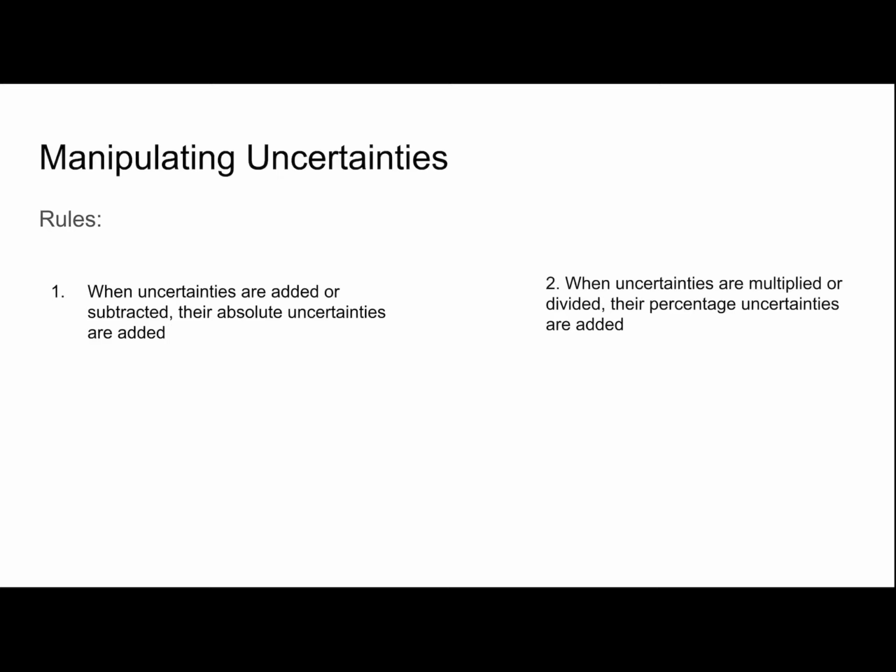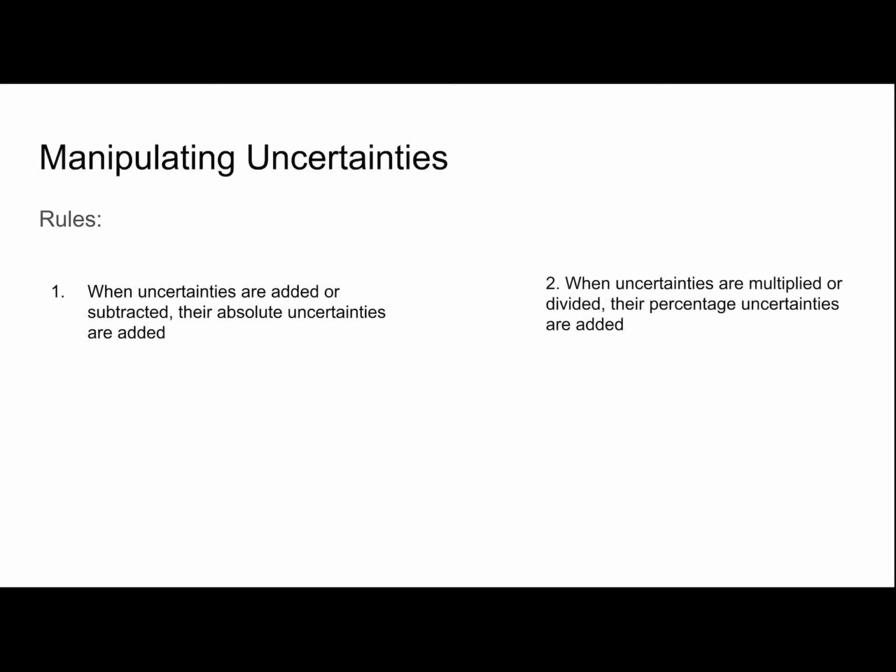Number two, when uncertainties are multiplied or divided, their percentage uncertainties are added. So if we have an uncertainty divided by an uncertainty, the actual values will divide by each other, but the percentage uncertainties will add. Same with multiplication. If we multiply two uncertainties, the actual values will multiply, and the percentage uncertainties will add.